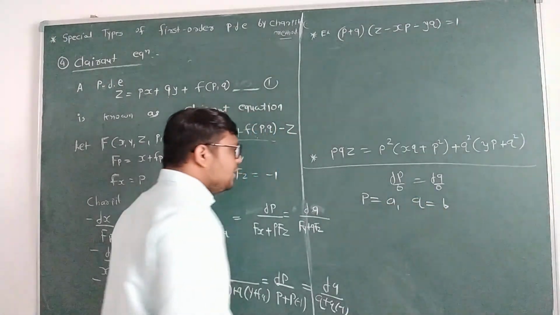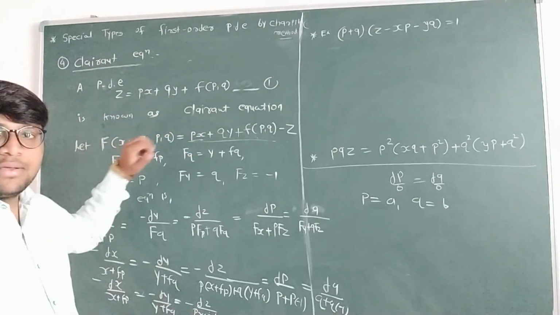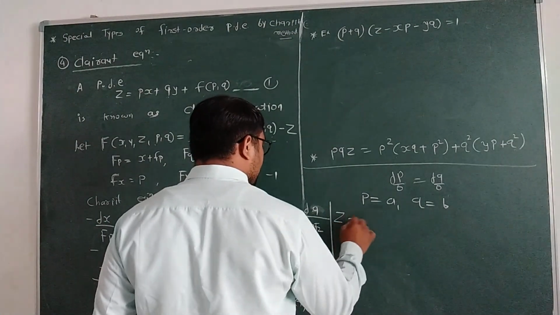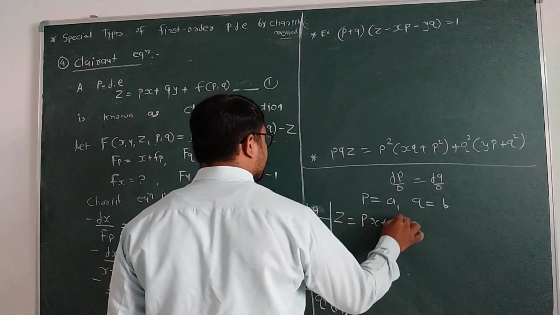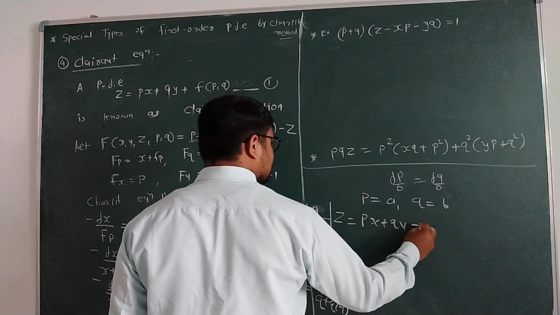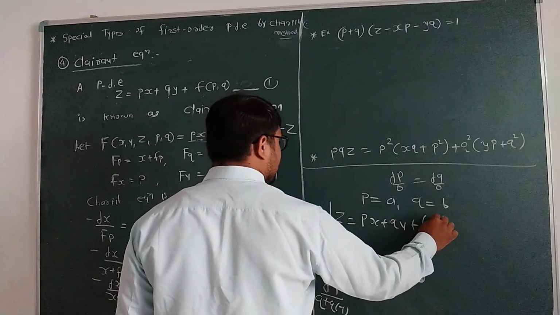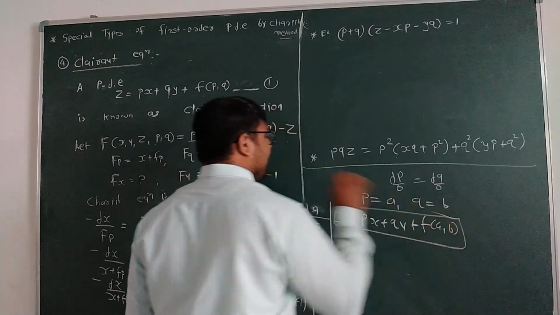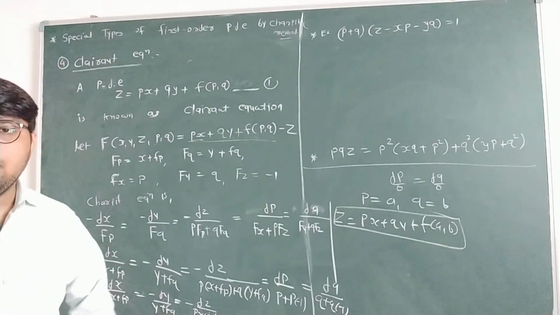So put this value in equation number 1. So we get our complete solution, that is z is equal to px plus qy plus f of p and q, that is function of a and b. So this is our required complete integral.